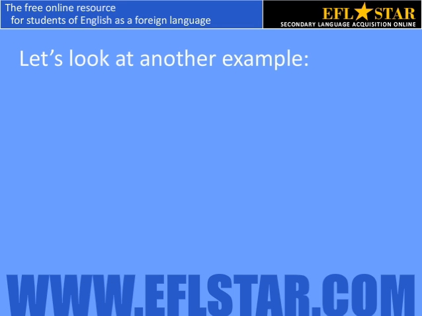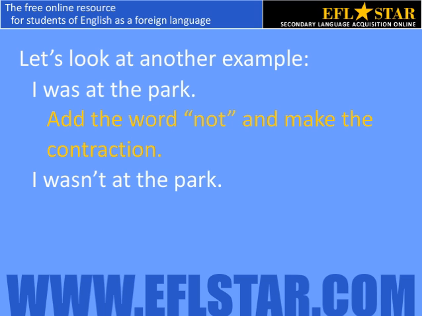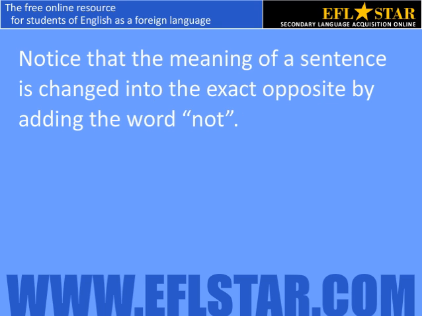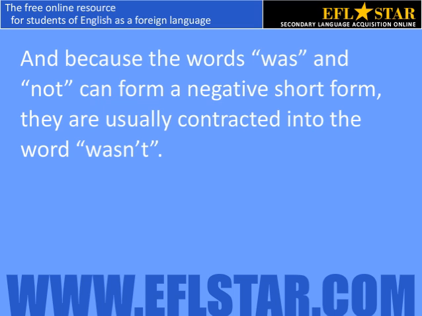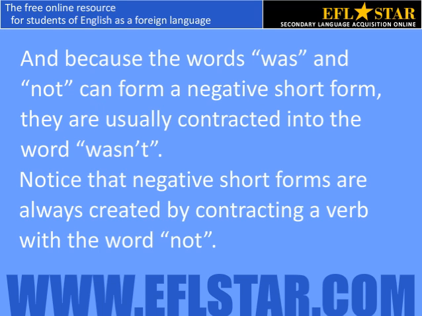Let's look at another example. I was at the park. I wasn't at the park. Notice that the meaning of a sentence is changed into the exact opposite by adding the word not. I was not in the park. And because the words was and not can form a negative short form, they are usually contracted into the word wasn't. Notice that negative short forms are always created by contracting a verb with the word not.